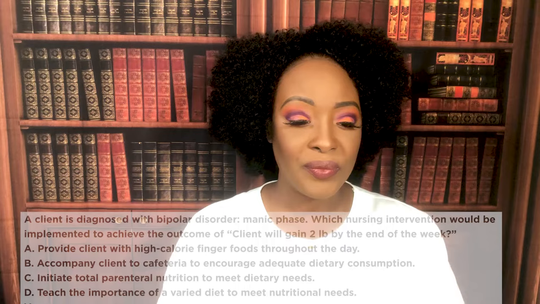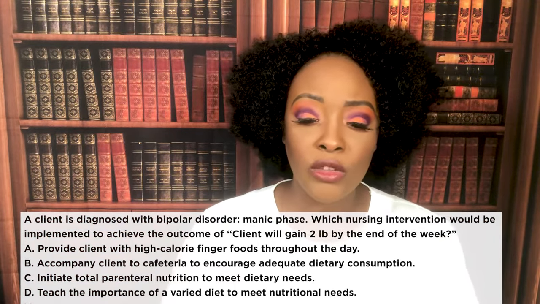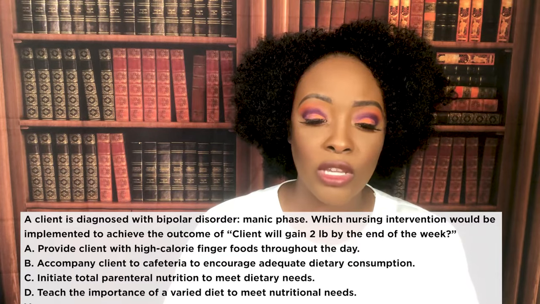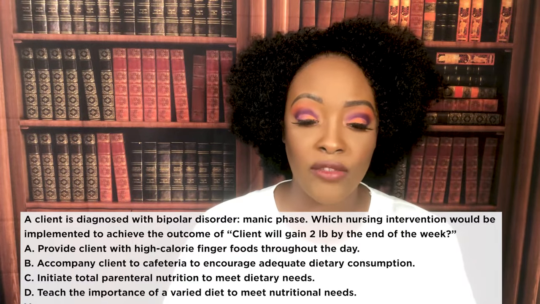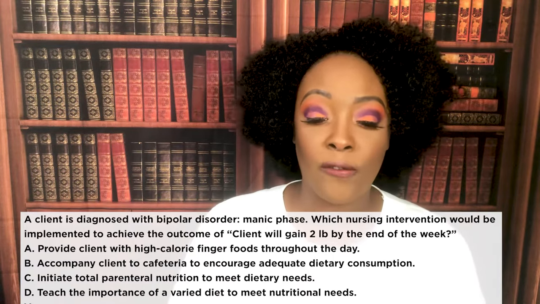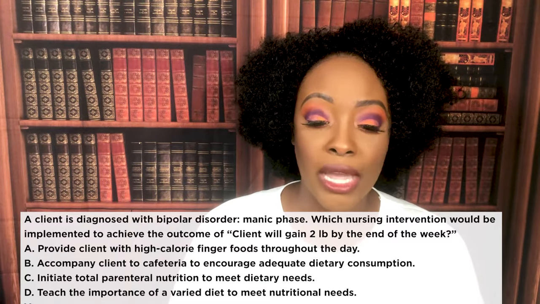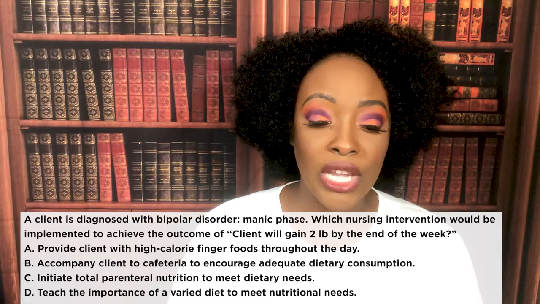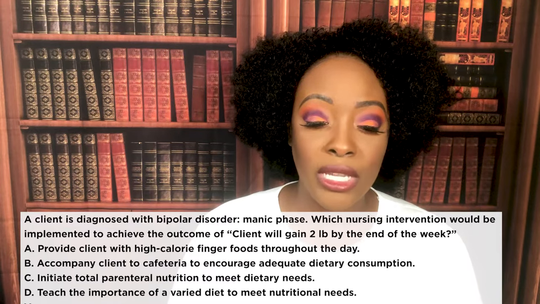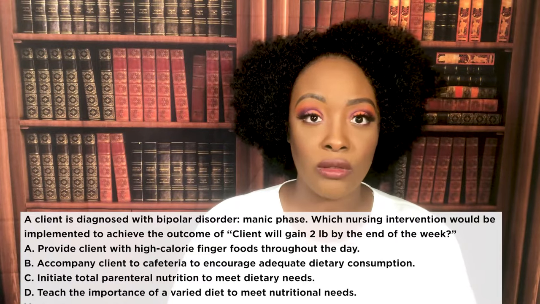And I feel like this happened so fast, guys, but we are down to our last question. A client diagnosed with bipolar disorder, manic phase. Which nursing intervention would be implemented to achieve the outcome of client will gain 2 pounds by the end of the week? A, provide client with high calorie finger food throughout the day. B, accompany client to cafeteria to encourage adequate dietary consumption. C, initiate total parenteral nutrition to meet dietary needs. Or D, teach the importance of varied diet to meet nutritional needs.